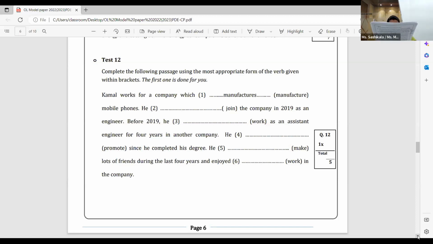Let's read the answer again. Kamal works for a company which manufactures mobile phones. He joined the company in 2019 as an engineer. Before 2019, he had worked as an assistant engineer for 4 years in another company, and also you can say had been working as an assistant engineer for 4 years in another company. He was promoted. He had been promoted since he completed his degree.